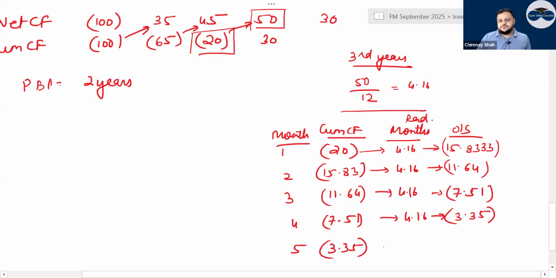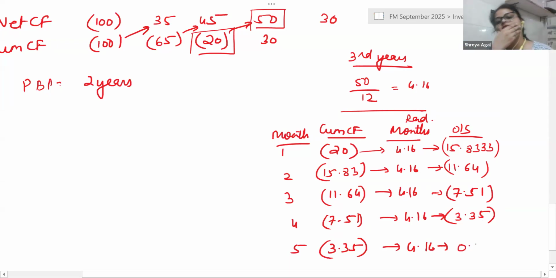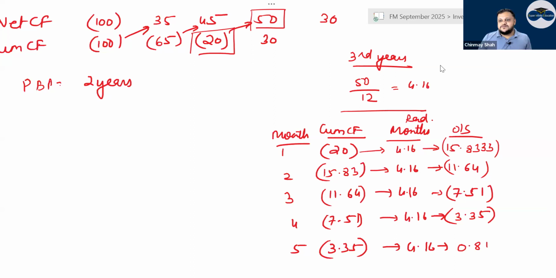3.35 remaining, 4.16 received. How much now outstanding? अभी outstanding नहीं, you have positive. How much positive? Tell me, 1 point something or 0 point something. 0.8. Right. So tell me, 2 years and 5 months लिखूं या 2 years and 4 months लिखूं? What is the payback period? 5 months. 2 years, 5 months. At the end of fifth month, did it go positive? Yes. So 2 years, 5 months.